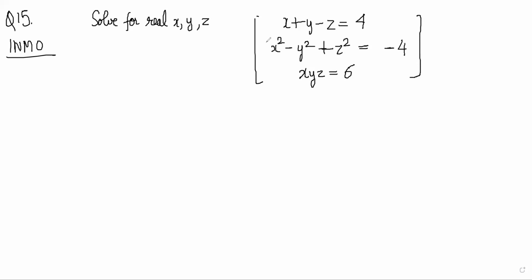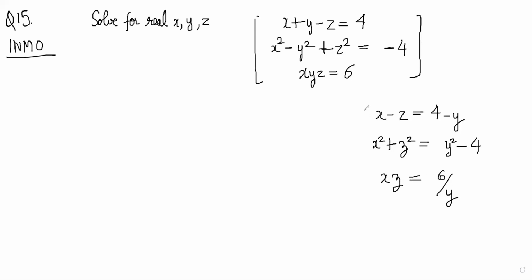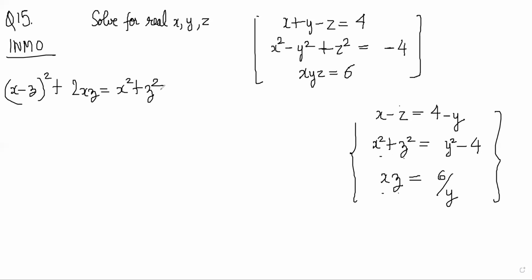So let's rewrite this equation somehow. The first equation can be written as x minus z is equal to 4 minus y. The second equation can be written as x square plus z square is equal to y square minus 4. And the third equation can be written as xz is equal to 6 by y. So what am I doing? Think about it. I'm just isolating x and z here, x and z here, x and z here, and y on the other side, right? Now we have an identity that says x minus z whole square plus 2xz is equal to x square plus z square, right?